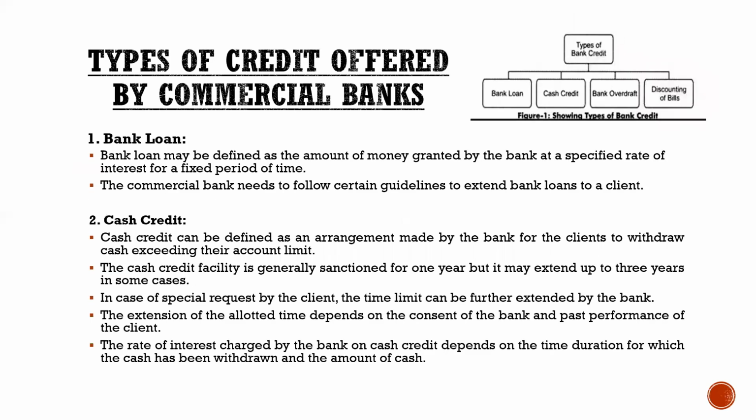Let's understand the types of credit offered by commercial banks. Commercial banks usually offer bank loans, cash credits, bank overdrafts, and discounting of bills for retail customers as well as institutional customers. You as an entrepreneur can individually, as a retail customer, avail all these types of credit offered by the bank, or you can avail them in the name of your institute or business as well.